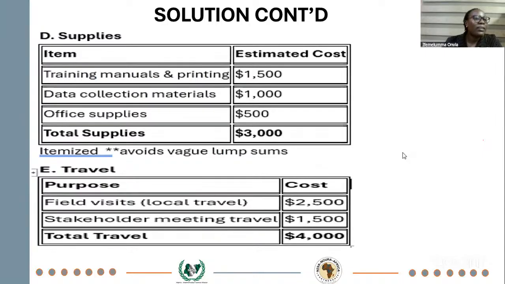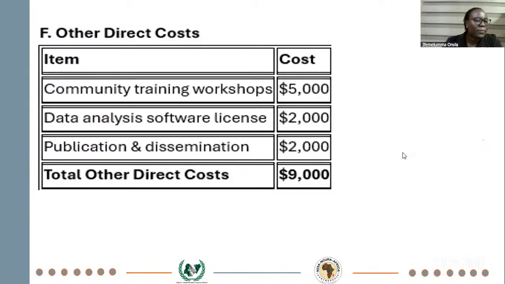If you look at this, we have our training manuals and printing, data collection materials, office supplies. These are the itemization of what makes up our supplies. Then in your budget justification, you will explain or itemize these office supplies. You will see that this is not lumped. We don't just have supplies at 3,000. We have a breakdown of the items that make up this supply.